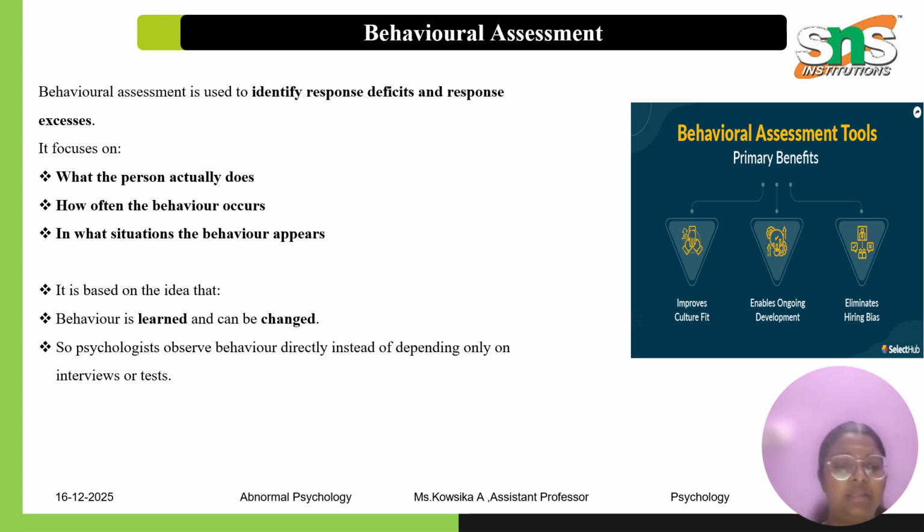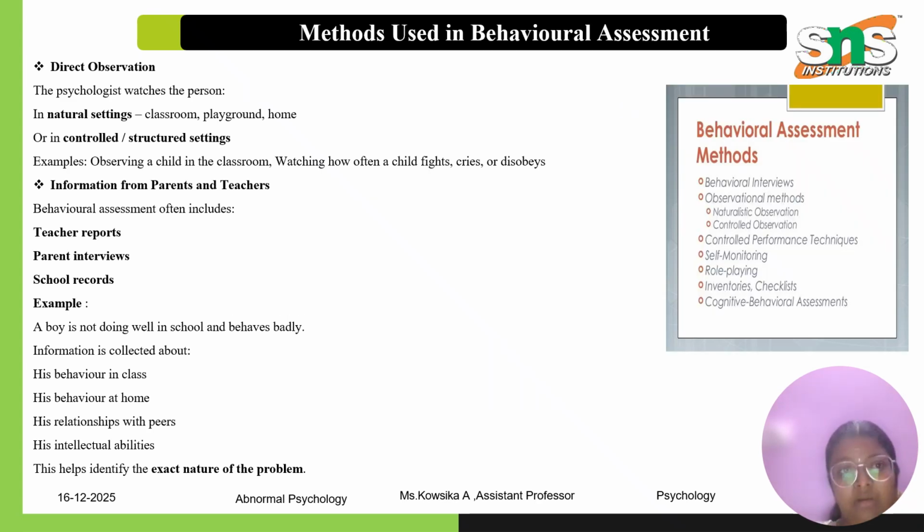The next is methods used in behavioral observation. What are the methods that we are using? The psychologists use direct observation. That is, the experimenter will directly observe the subject, with their knowledge. The psychologist watches the person.